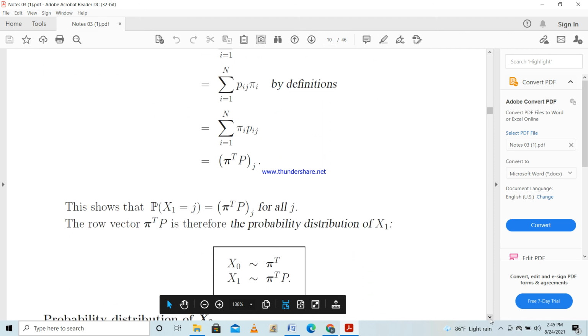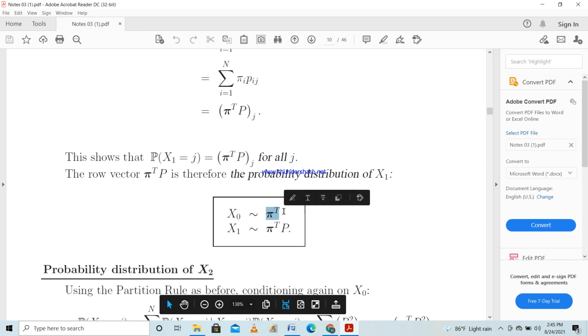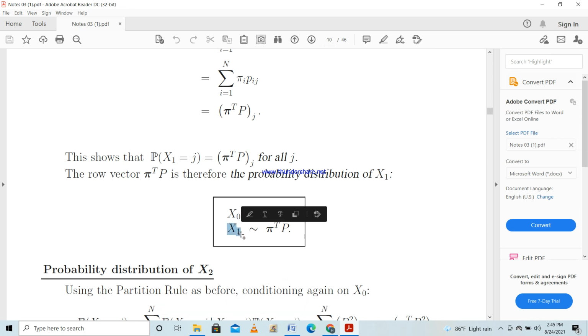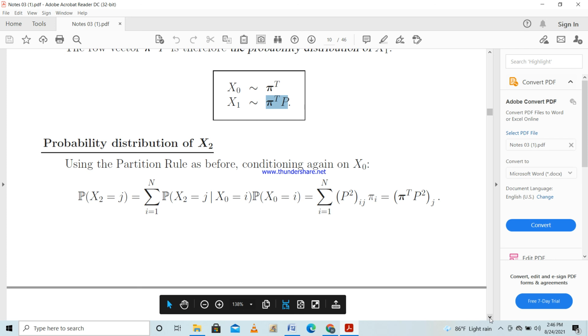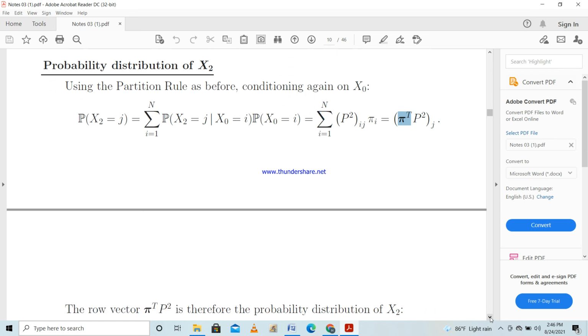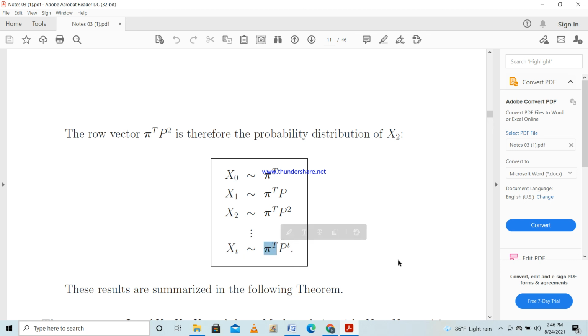So likewise, if you take the distribution of x0 as phi transpose, the distribution of x1 you can take as phi transpose into P. Likewise, here we can just show using the partition rule, if you take the distribution of x2, that is equal to phi transpose into P squared. So likewise, if you take the distribution of xt, that we can obtain by phi transpose into P to the power t.